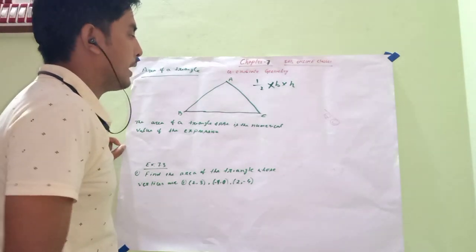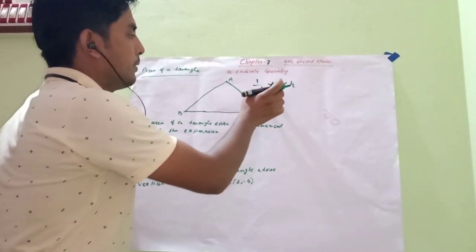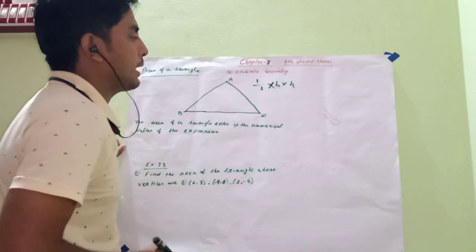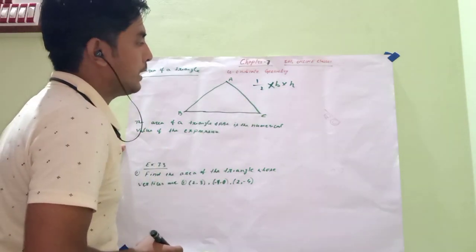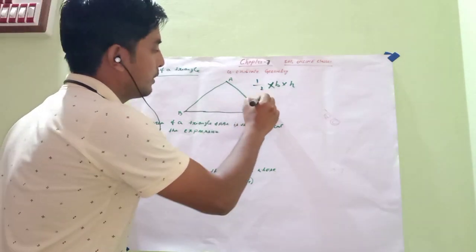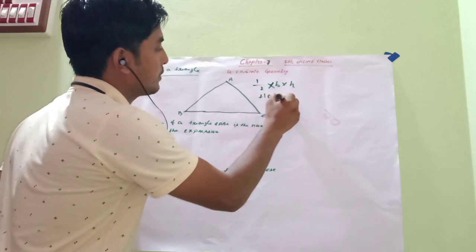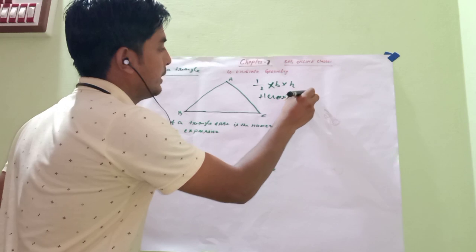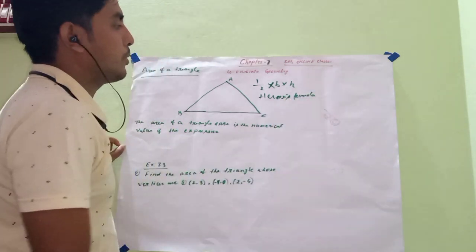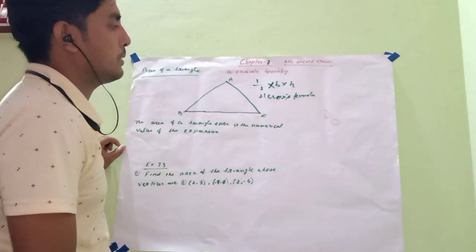Or, in class 9 you have learned that if the three sides of the triangle are given and there is no altitude, at that time we can use Heron's formula, that area is equal to root over s(s minus a)(s minus b)(s minus c).